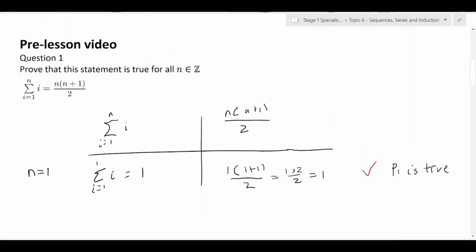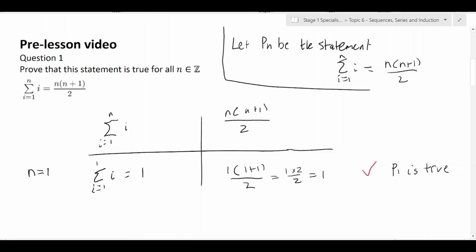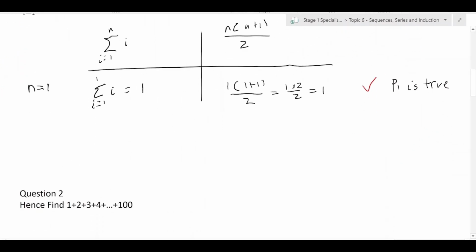And usually what you do is you say let Pn be the statement that the sum from i equals 1 to n of i equals n(n+1)/2. So this is the statement we're trying to prove, and we've proved that it's true if n equals 1. So that's good. Basically, what we're going to try and do is prove that it's true for all n values. Now, usually when you do an induction proof, you don't have to check n equals 2 or 3 or 4, but let's just do this to make sure we're on the right track.